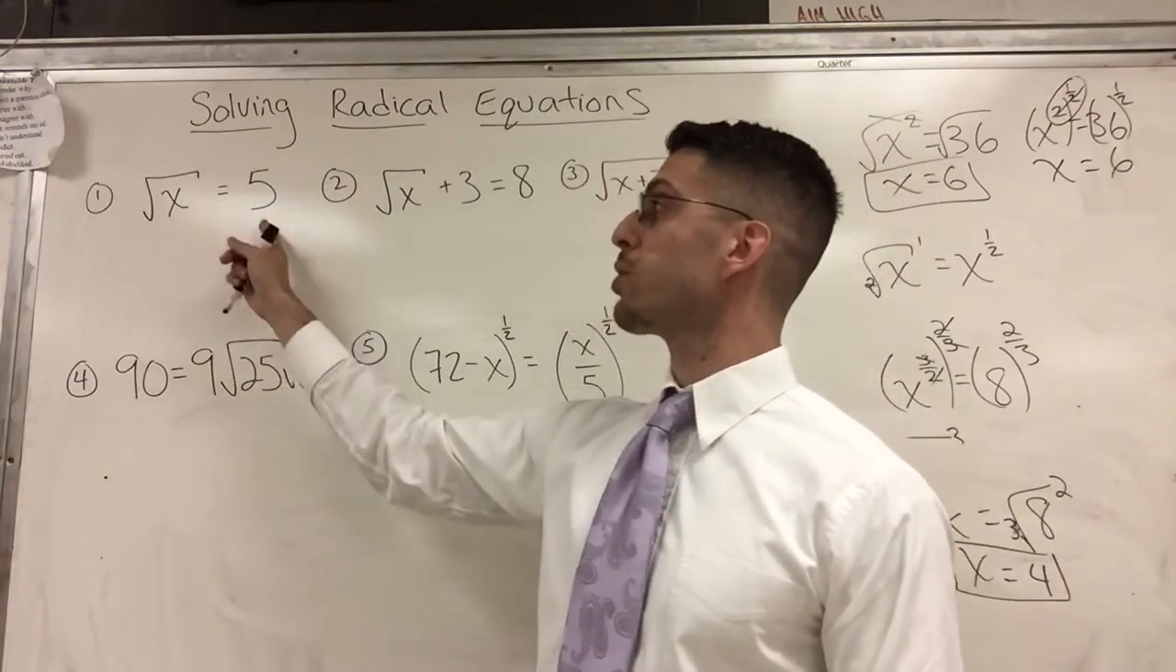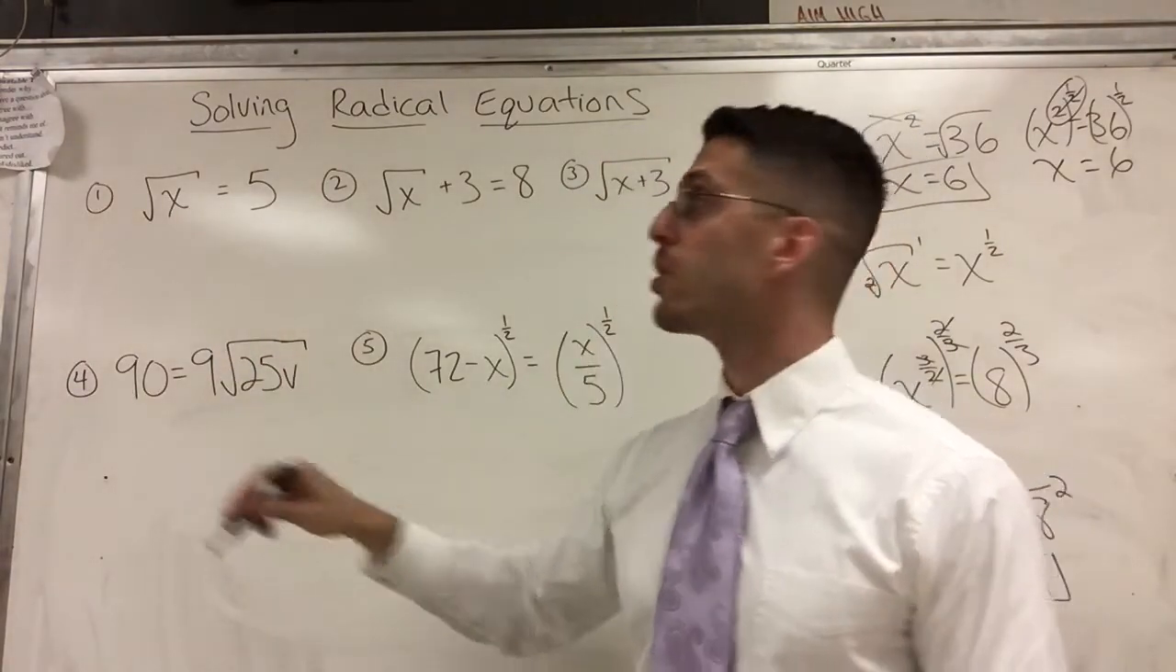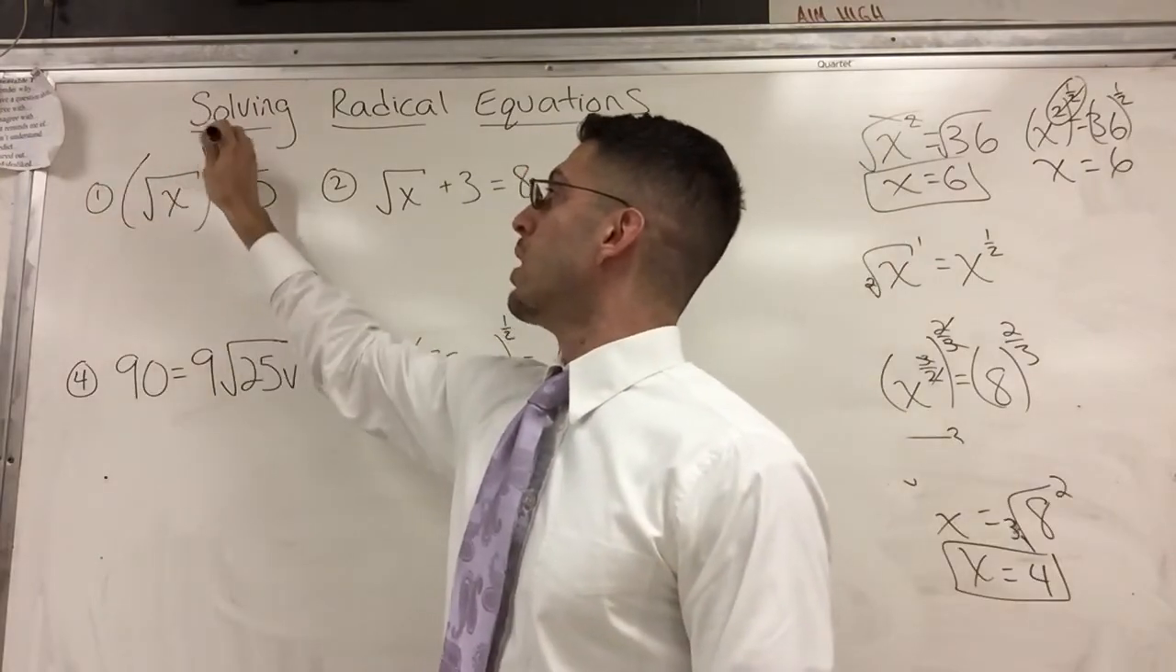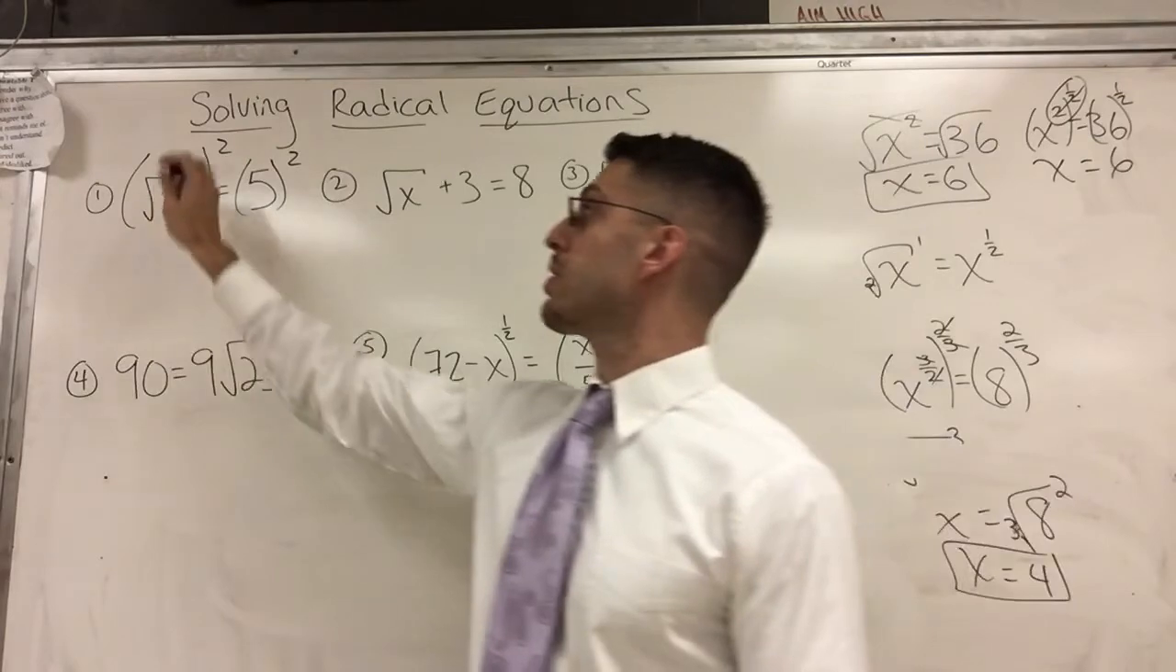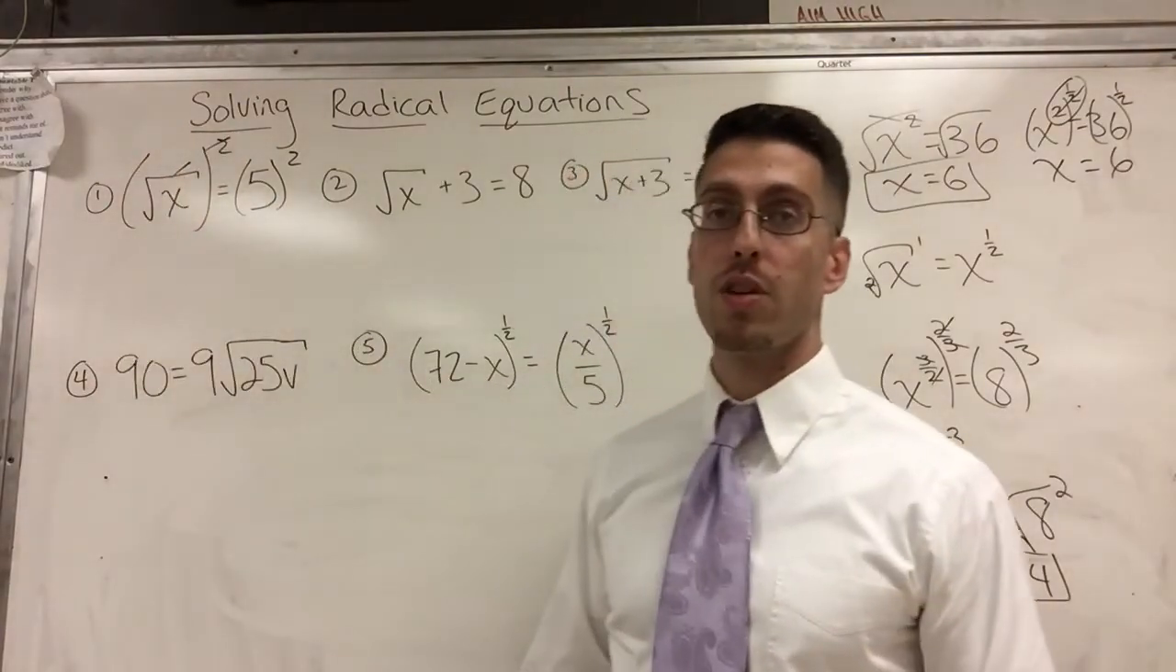Radical x equals 5. I want to get rid of that radical, so I'm going to raise both sides to the second power. That's pretty easy. Second power and radical cancel each other out.